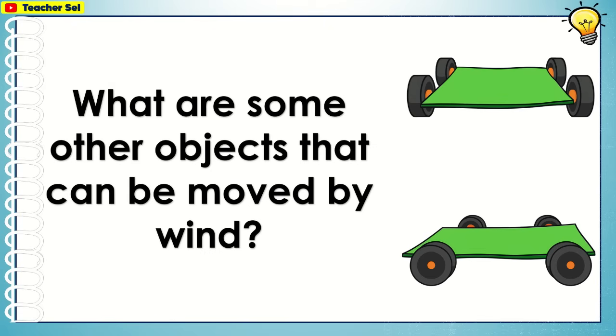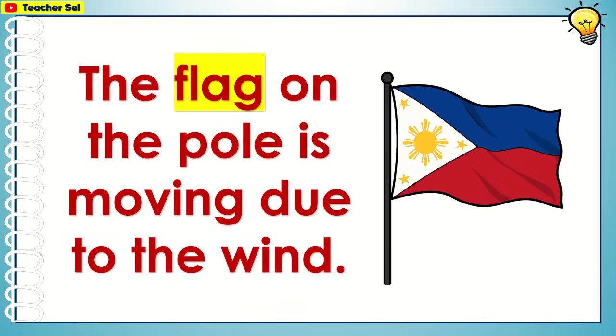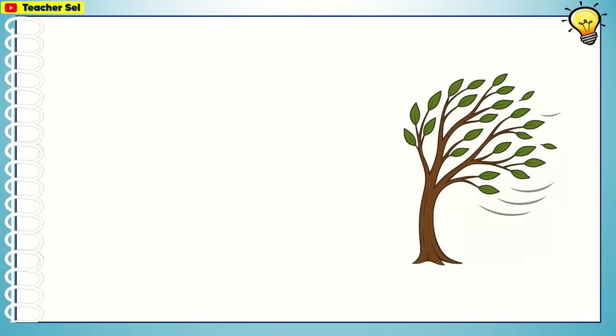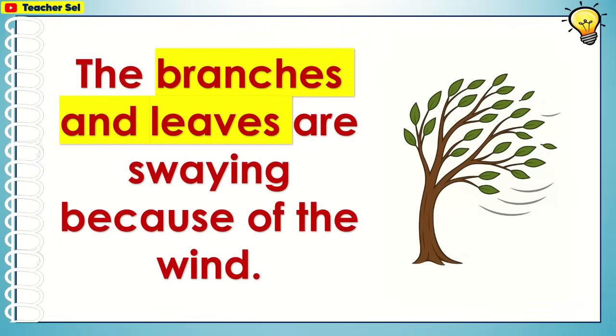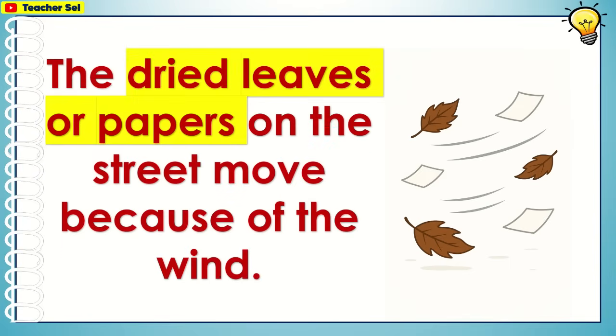What are some other objects that can be moved by wind? The flag on the pole is moving due to the wind. The branches and leaves are swaying because of the wind. The dried leaves or papers on the street move because of the wind.